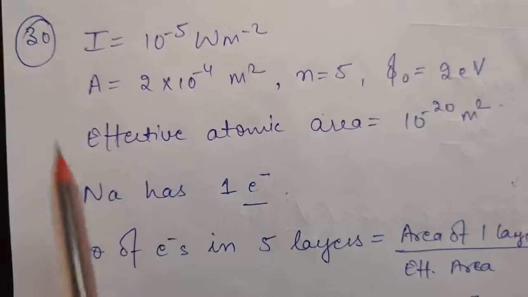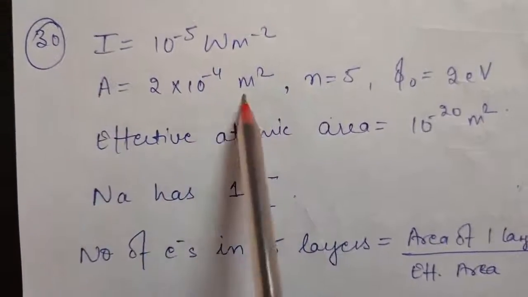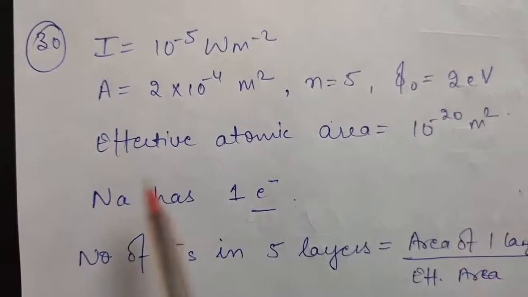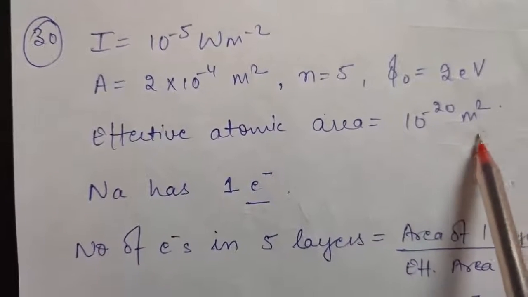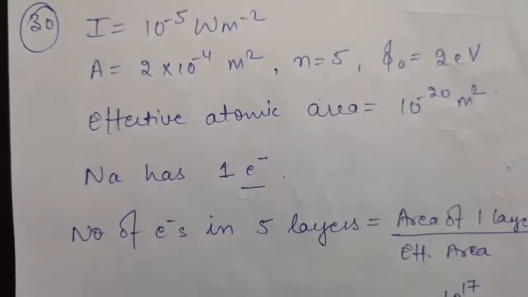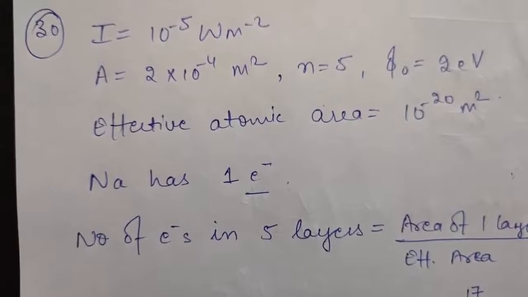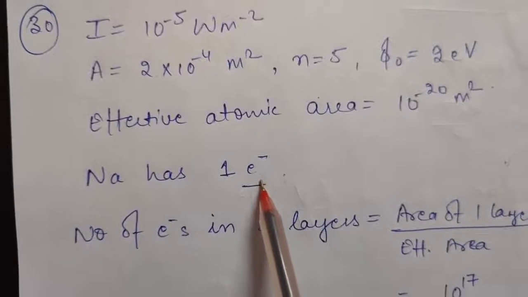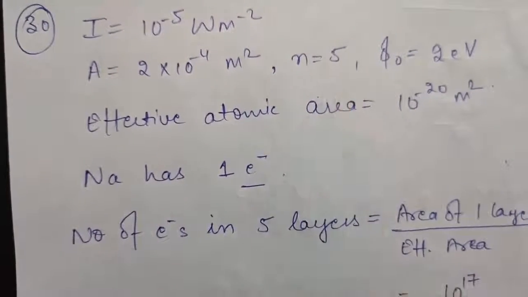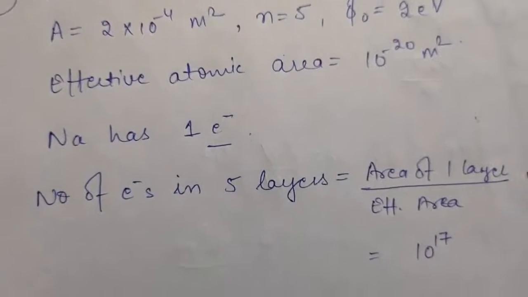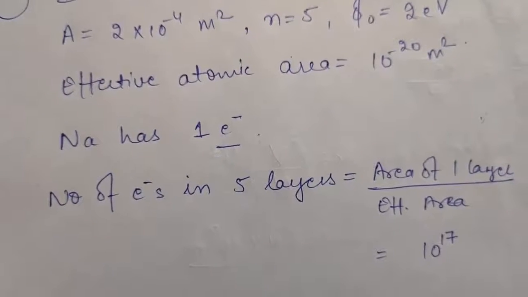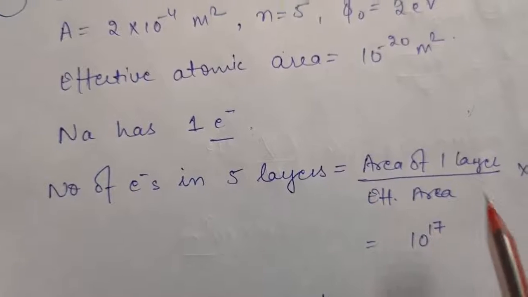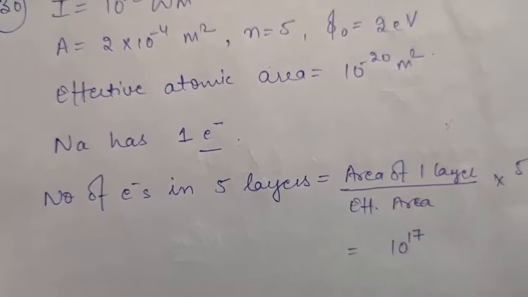Okay, so intensity is given, area is given, number of layers is given, work function is given, and effective atomic area is also given. First of all you know that sodium, that is Na, has one conduction electron. As we have 5 layers, we will be calculating the total number of electrons in the 5 layers. So to calculate the number of electrons in all the 5 layers, we have to take area by using the unitary method only.